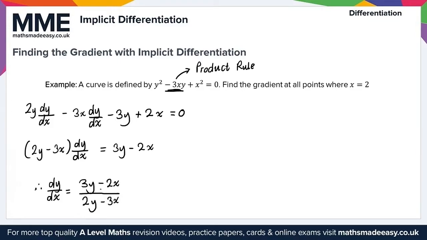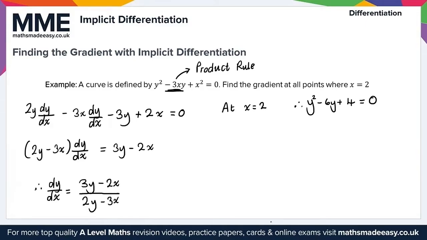Okay. So now that we've got dy by dx, all we simply need to do here is substitute the x value into the curve to find the y values. So at x equals 2, what we've got then is y squared minus 6y plus 4. 2 squared would give us 4. So what that tells us then is y squared minus 6y plus 4 is equal to 0.